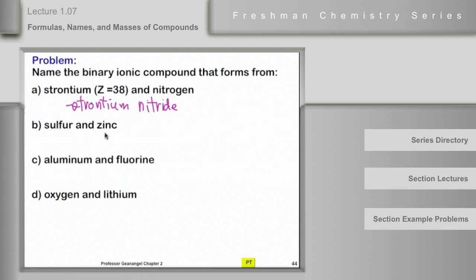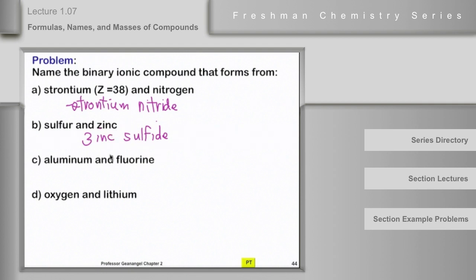Okay, what about sulfur and zinc? Zinc is a metal. Sulfur is a nonmetal. So the name for the ionic compound between zinc and sulfur will be zinc, and then here's our sulfur again. SULF is the stem. IDE means it's an ion, so a negative ion. So zinc sulfide is the compound between zinc and sulfur.